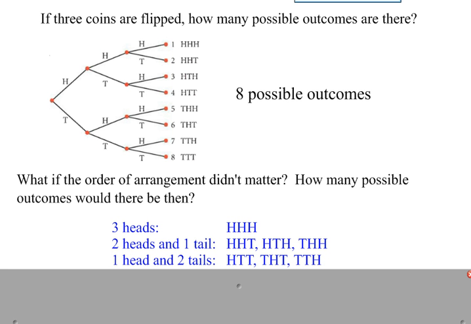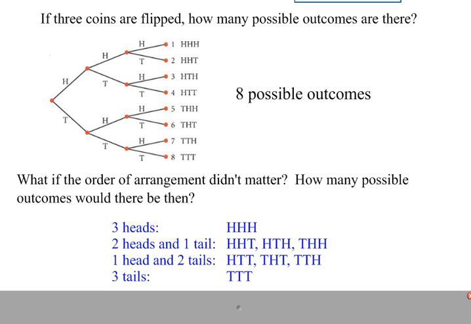Next, what if we get 1 head and 2 tails? Well, there are 3 ways that this can happen. But again, if the order of arrangement doesn't matter, these 3 outcomes become one single outcome, the outcome of getting 1 head and 2 tails. And finally, the last possible outcome is that you get 3 tails. And there's only one way that this can happen.